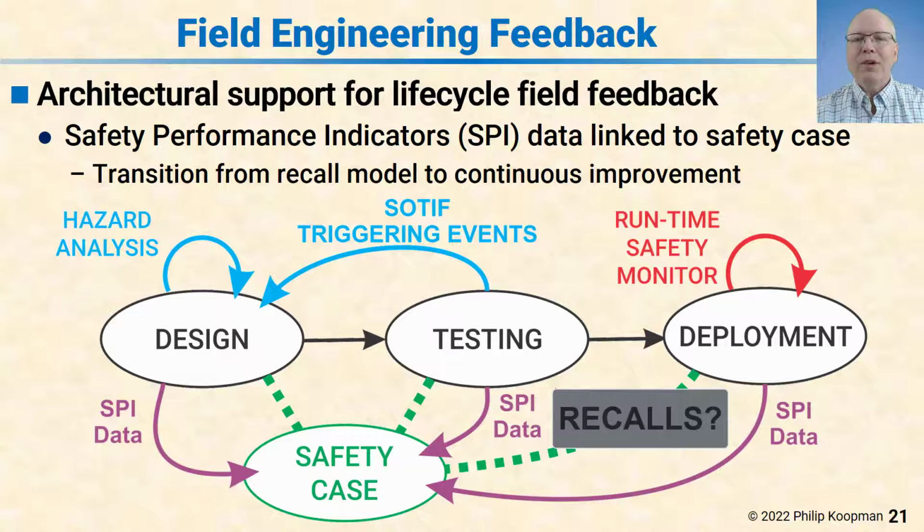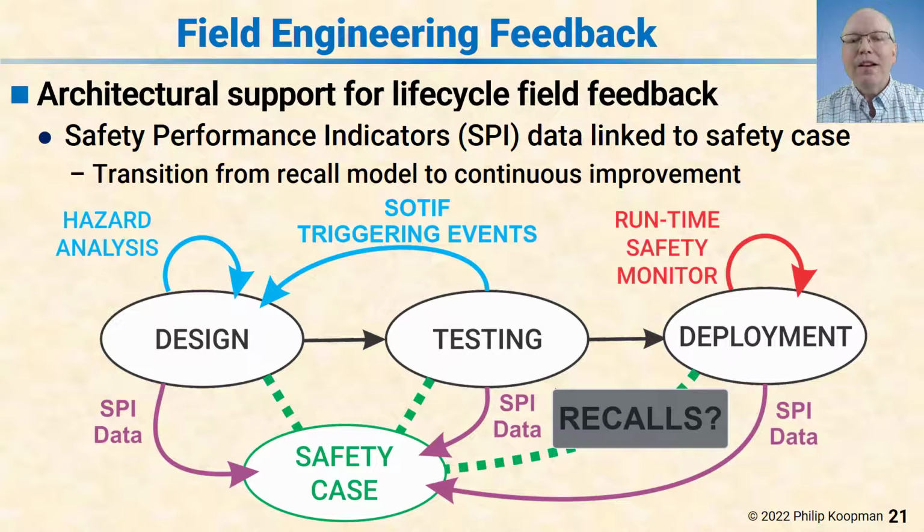You don't wait for someone to complain. You don't wait for there to be a visit to the hospital. You say, that's not right. Our safety case said that shouldn't happen. It just happened. Let's go figure it out and fix it with high probability before we have the crash. And so SPIs will move you away from a recall model to a continuous improvement model that is likely to improve safety.